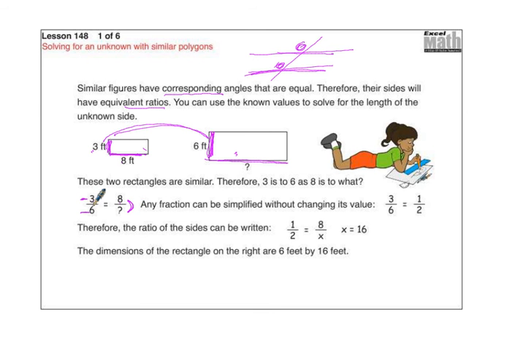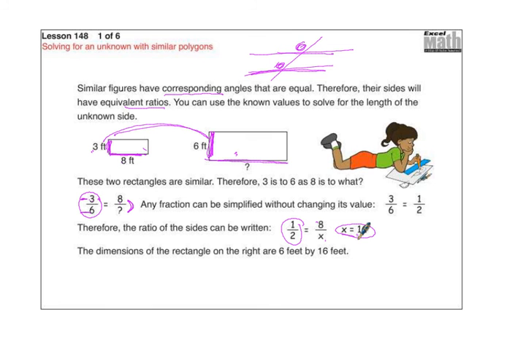So how do we go from 3 to 8? Well, we can't. But we know that this is equal to 1/2, and that's what they show you down here. And so 8 is going to be what as 1/2? 8 with the x. X is obviously equal to 16 because 8/16 is also 1/2.